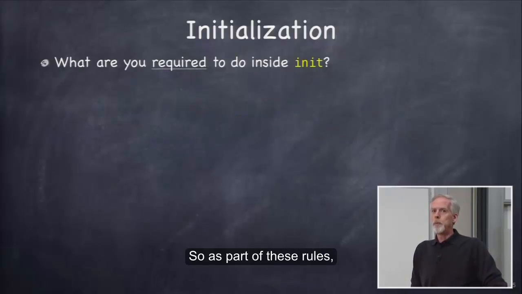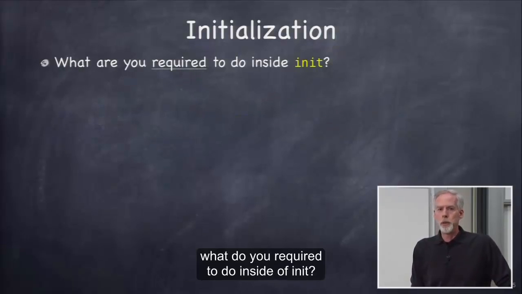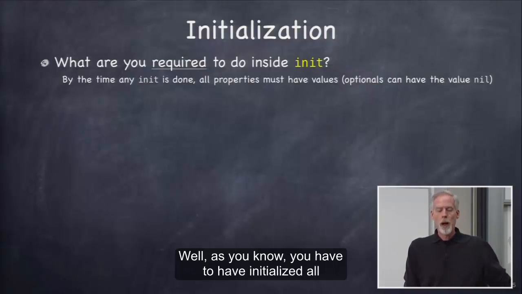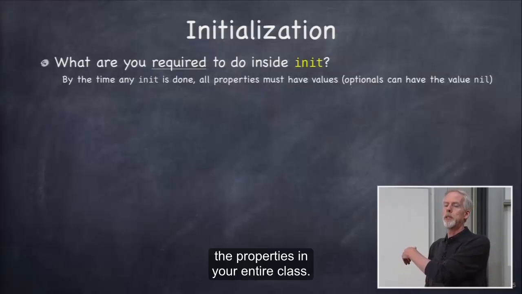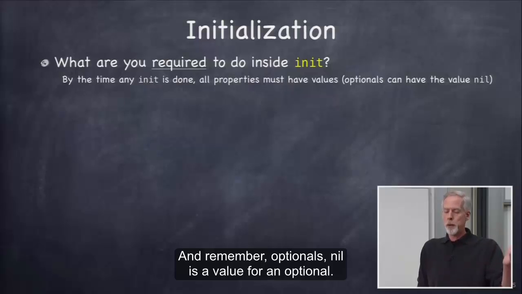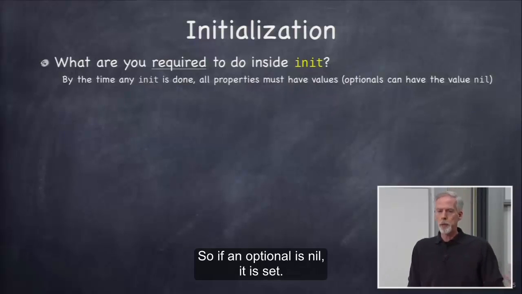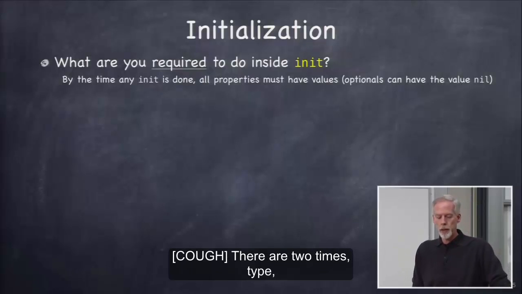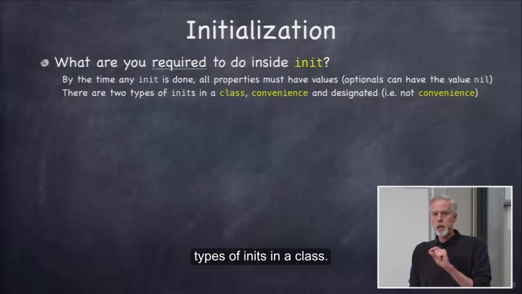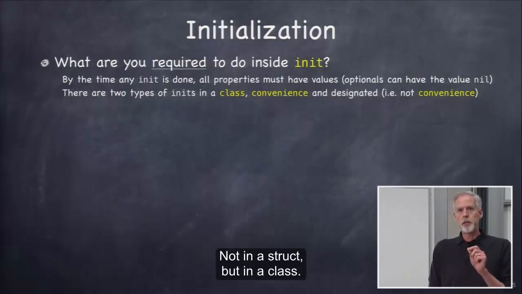So as part of these rules, what are you required to do inside of init? What is mandatory for you to do? Well, as you know, you have to have initialized all the properties in your entire class. You cannot start a class off with no values. And remember, nil is a value for an optional, so if an optional is nil, it is set, so everything's fine there.